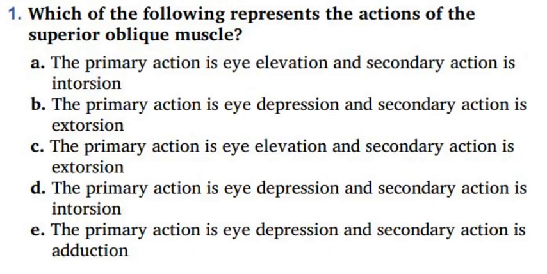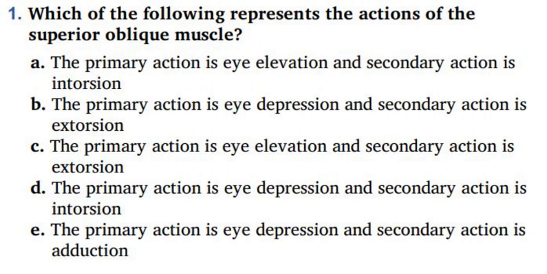So let's see. A says the primary action is eye elevation. We all know that is wrong, right? Primary action is not eye elevation. At best, primary action is intorsion, and the second best action, which is the secondary action, is depression of the eye. Option B says the secondary action is extorsion. That is wrong. The superior oblique causes intorsion of the eye.